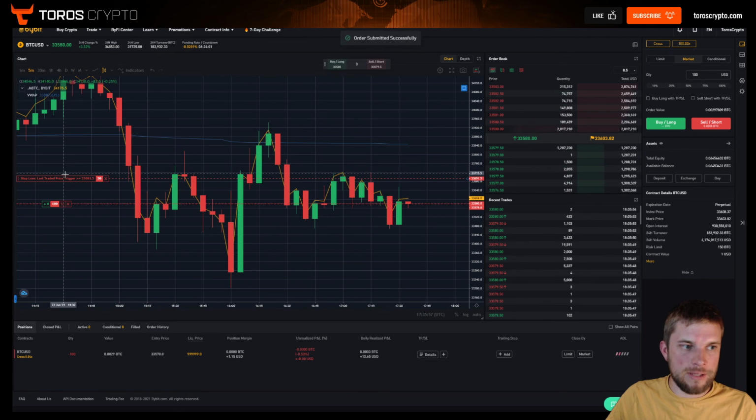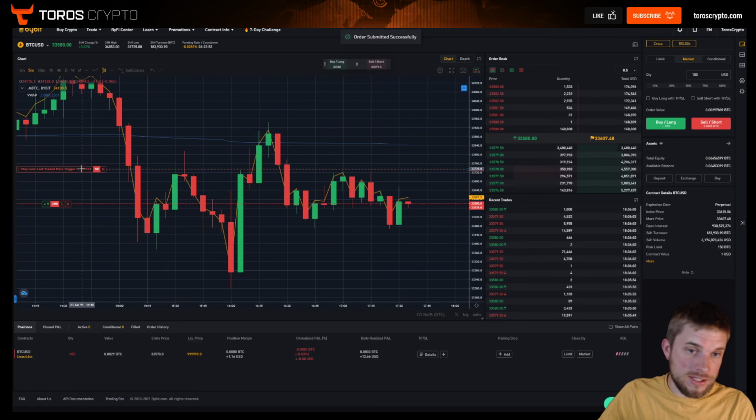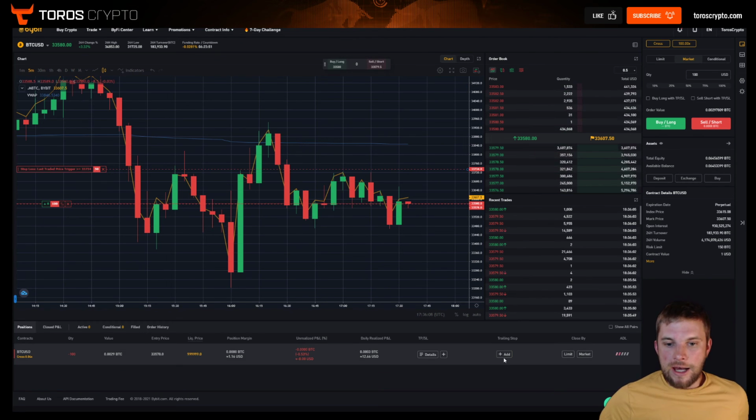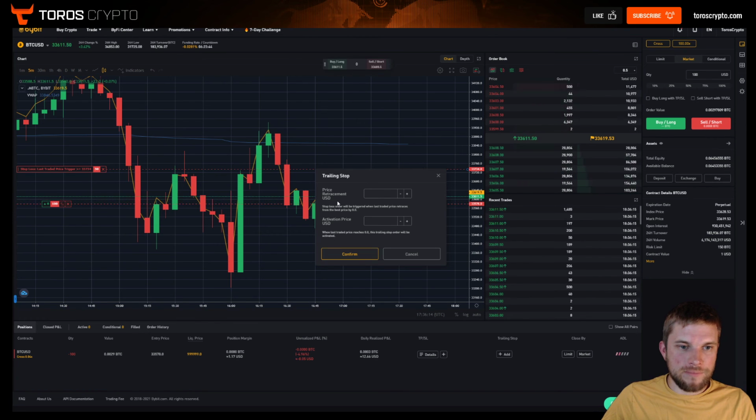And again, the same as with a limit order, you can move that around. So you can move your stop loss around depending on where you see your invalidation is and things like that. You can also add a trailing stop. Okay, so here you can see price retracement.